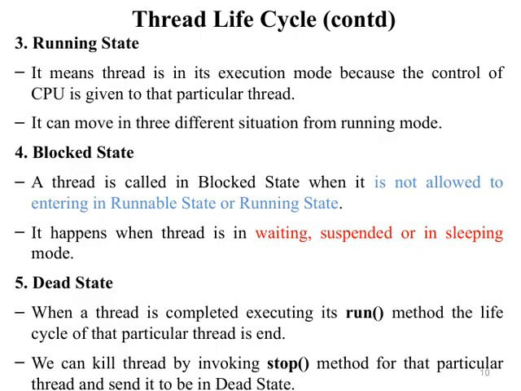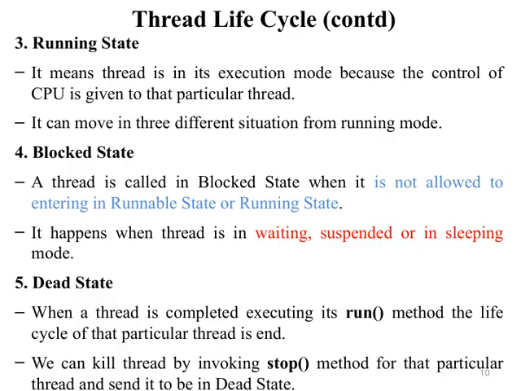A thread enters this state when it's not allowed to move into the runnable or running states. Essentially, it's waiting for some condition to be met, such as resource availability or a specific event. Common scenarios include when a thread is waiting, suspended, or sleeping. In other words, it's temporarily paused, unable to proceed until certain conditions are satisfied.